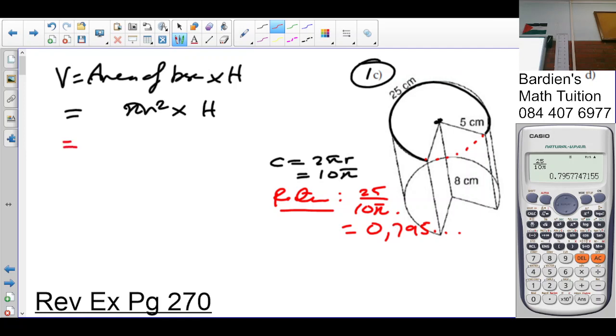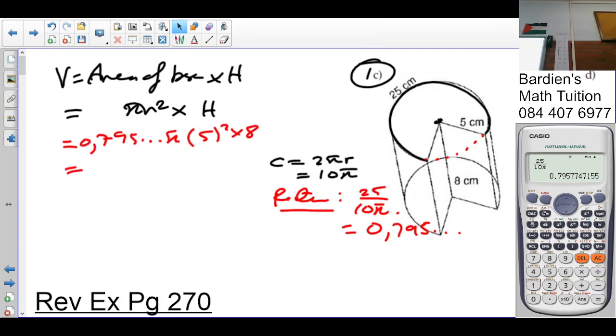Okay, we just check how far off we are. So 0.795 pi, the radius is 5 squared times the height, which is 8. Let me just check quickly something. So it's going to be answer times pi times 5 squared times 8. I get 500. What's the answer? 499. So the answer is 500 in other words. 499 is 500, not so? Right, so that is correct.